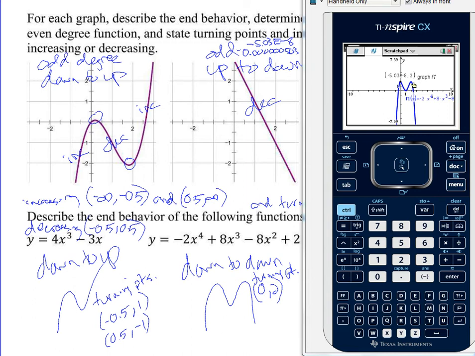Okay? So then we'll be increasing from negative infinity to 0. We'll be decreasing from 0 to, looks like 1. We'll be increasing from 1 to, looks like 2. And then we'll be decreasing again from 2 to, sorry, to positive infinity, as x goes to positive infinity. Okay? Do I need to show you how to do that too? Or are we good? We good? Okay.